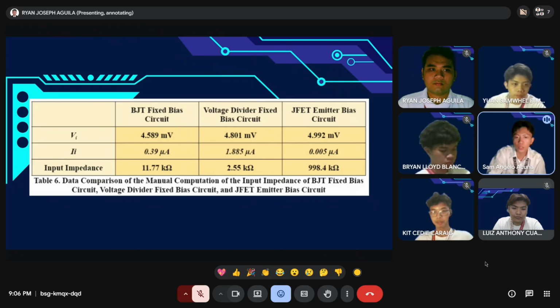The comparison consequently shows this circuit has the lowest input impedance at 2.55 kilo ohms, because the emitter is bypassed and there is no swamping effect to increase the base resistance, and the parallel combination of the bias resistors further pulls the total impedance down.